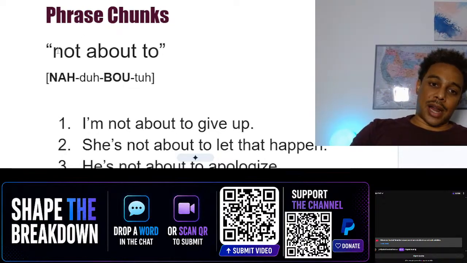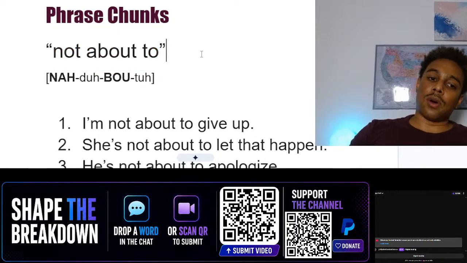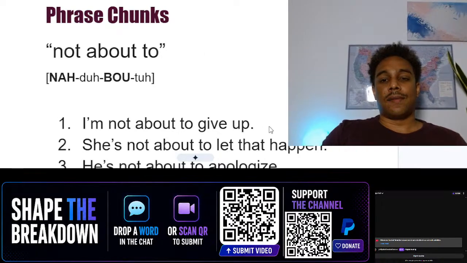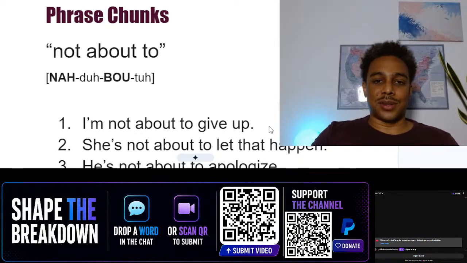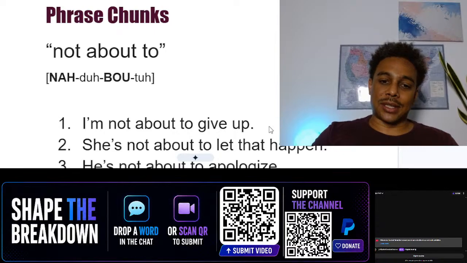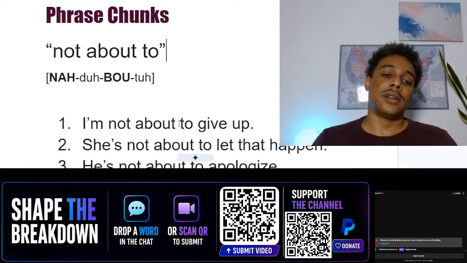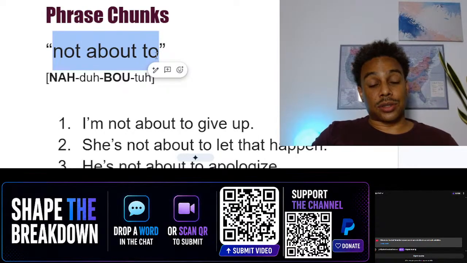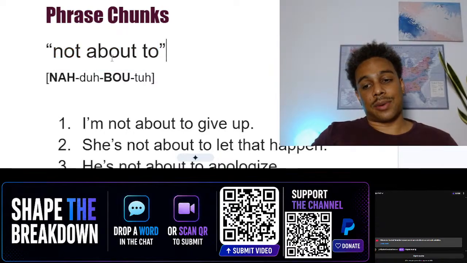So today we're going to talk about "not about to." This is a really common phrase that native speakers use when they basically want to express that there is no way, there's no possibility that they're going to do something. It's not an option. They're not going to consider it. They're going to do everything that they can to avoid it. So now that you know how to use it, you can start training how it sounds. And we know in English, the way things look are not the way they sound.